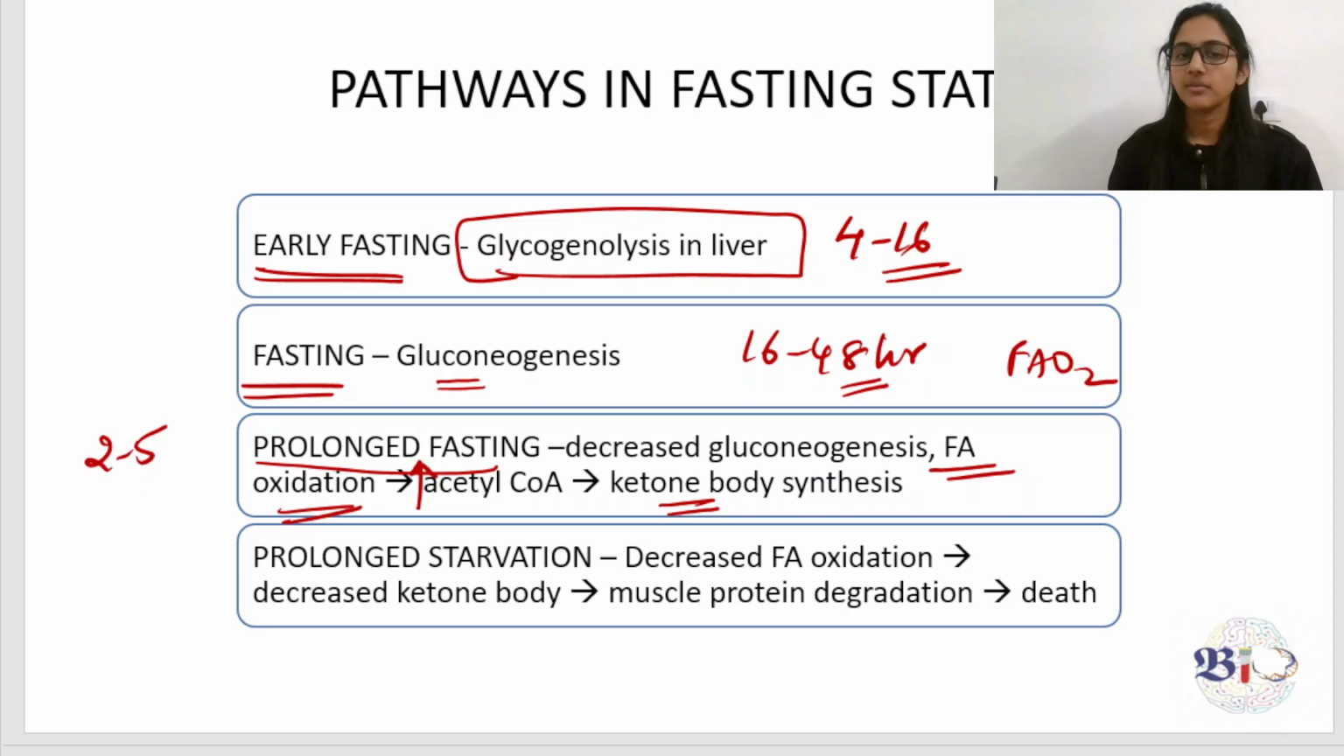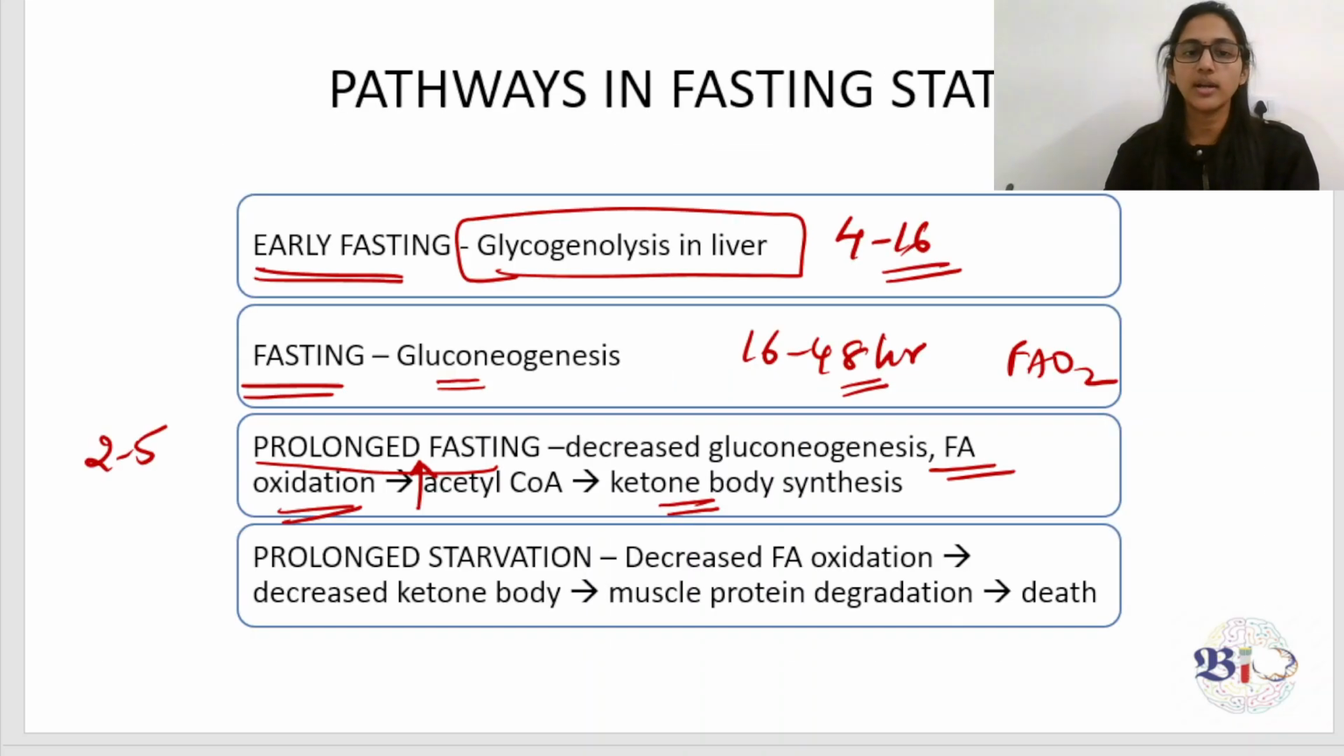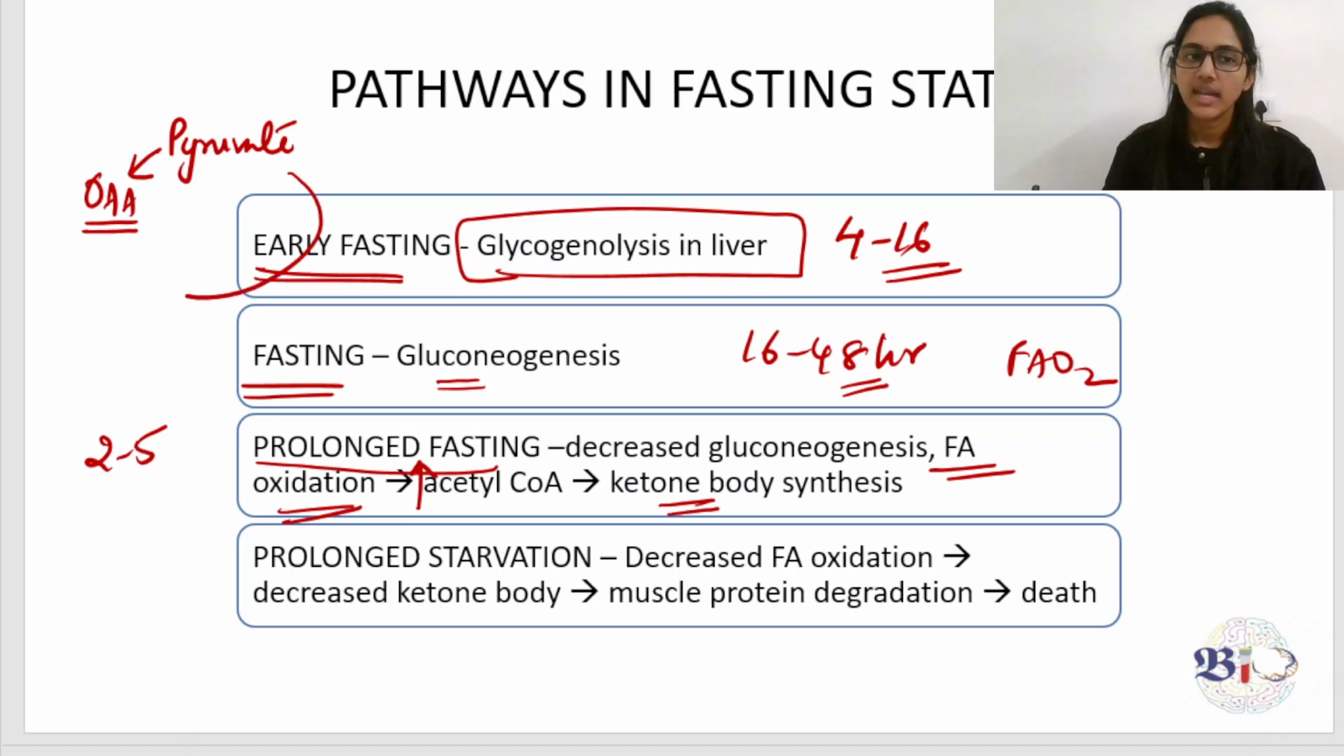So in the prolonged fasting state, what happens? One of the precursors for gluconeogenesis is what? It is nothing but oxaloacetate, right? So what is the first starting material for gluconeogenesis? It's pyruvate getting converted to oxaloacetate, right? Oxaloacetate is also an intermediate of the TCA cycle.